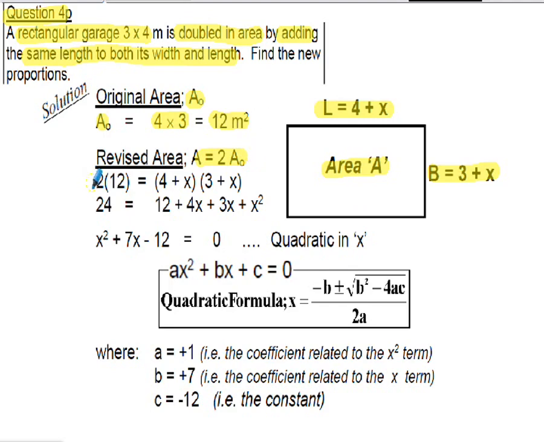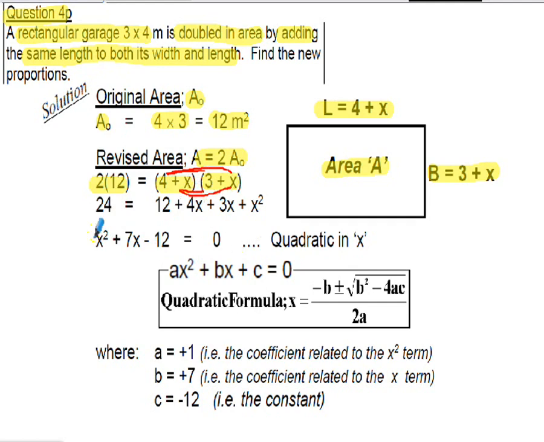On the left hand side, the new area is 2 multiplied by 12, doubling the area. And on the right hand side, to find the area of a rectangle, we multiply the length by the width. So in this case, the length is 4 plus x in brackets, multiplied by the width, which is 3 plus x in brackets. All we do now is evaluate the left hand side of the equation and expand the brackets on the right hand side. Don't forget, with expansion of brackets, we will have 4 multiplied by the 3, then 4 multiplied by the positive x, then positive x multiplied by the 3, and then positive x multiplied by the positive x.